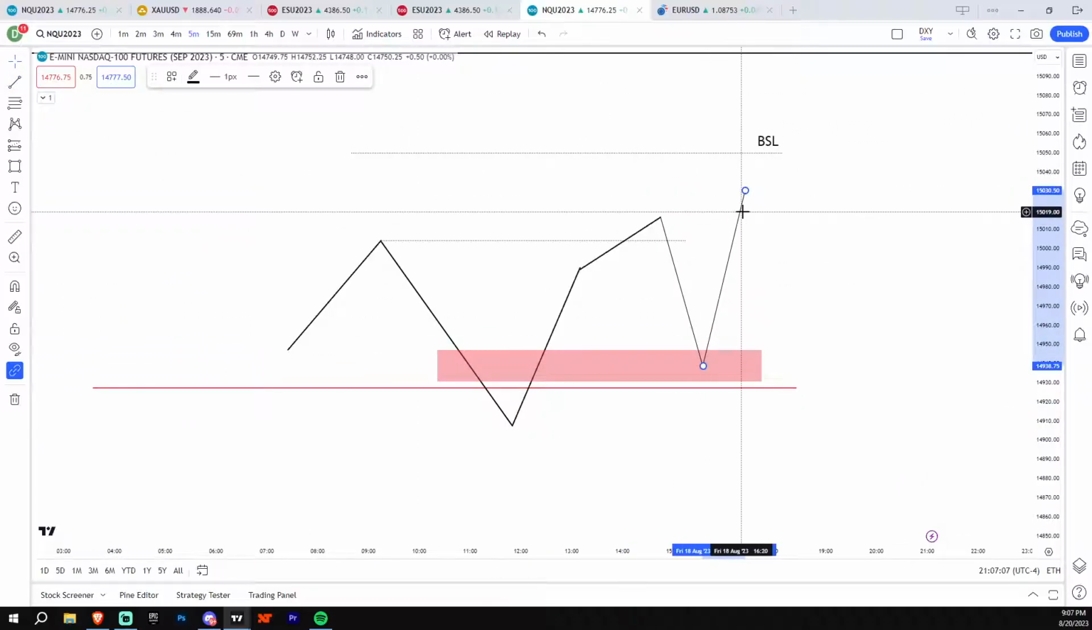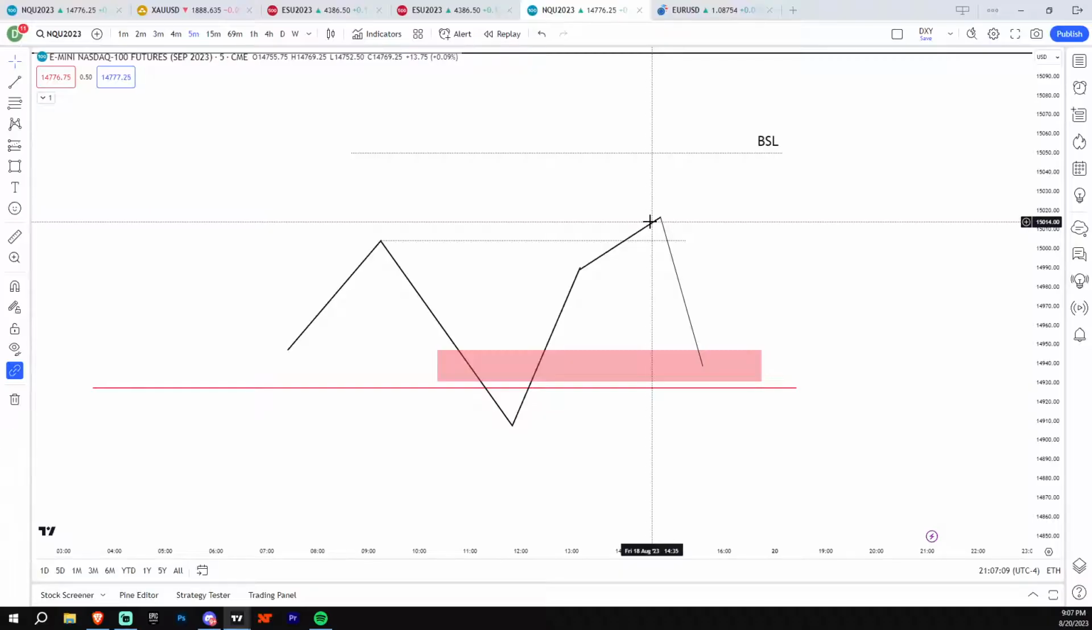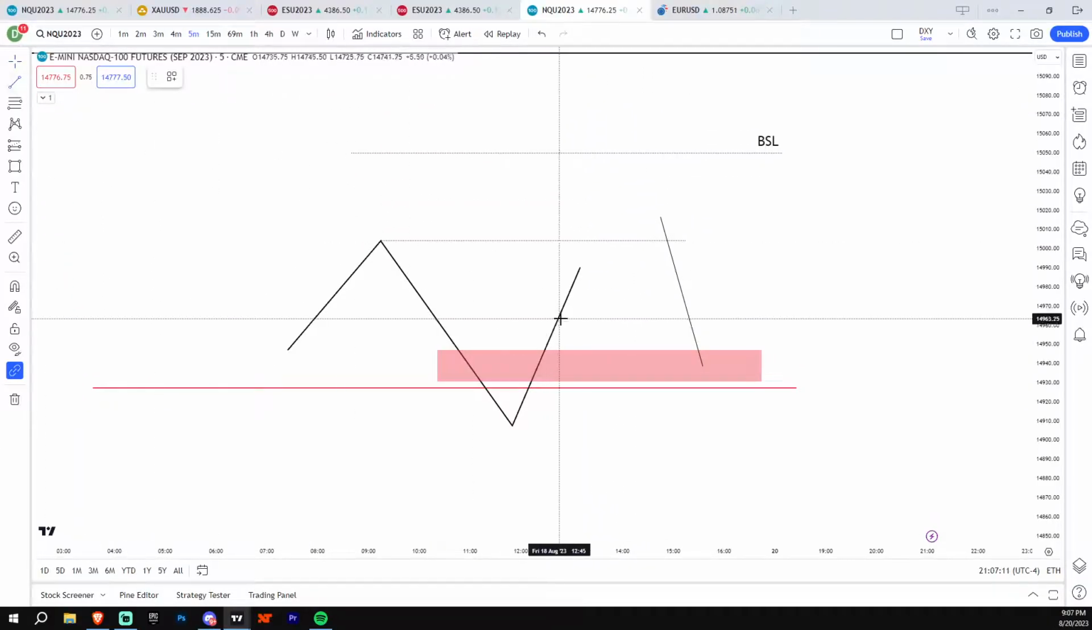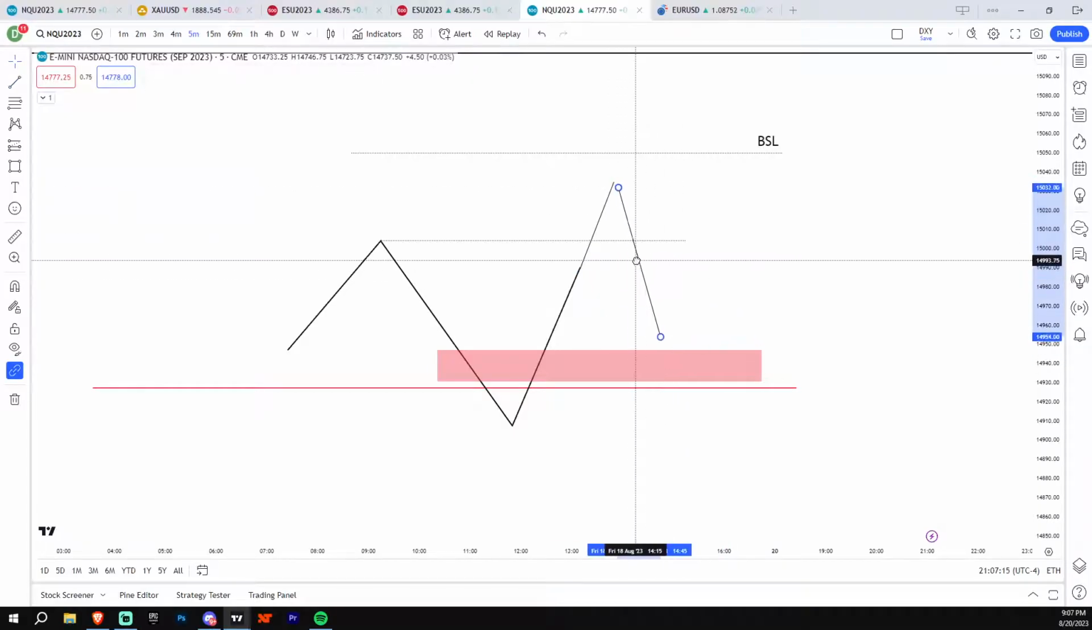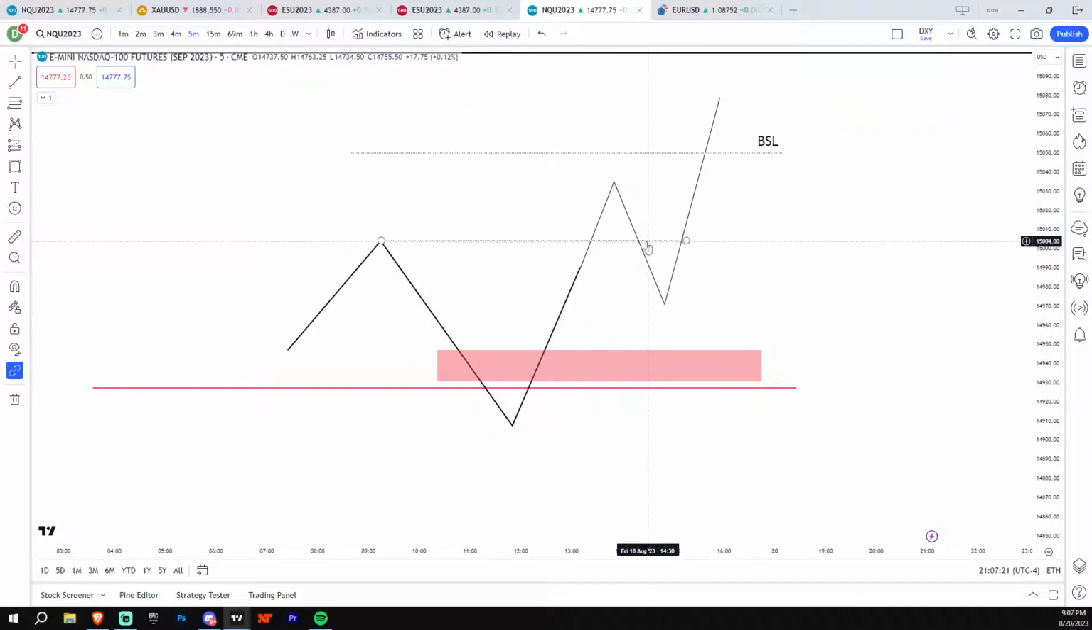So how I teach it is we cannot even hit the internal liquidity, which could be a market structure shift for some people. See how retail traders might say, oh, this is a market structure shift, now I'm going to long. So I'm basically longing before the market structure shift. I think that's the big takeaway from last week.